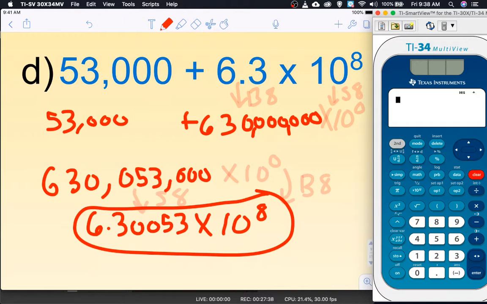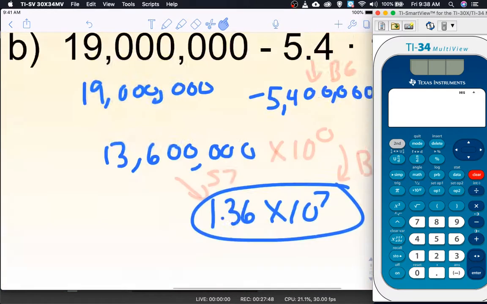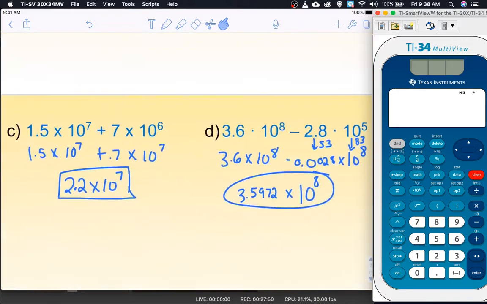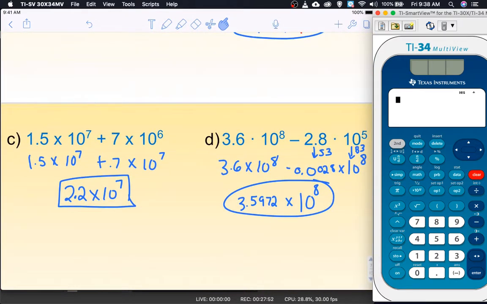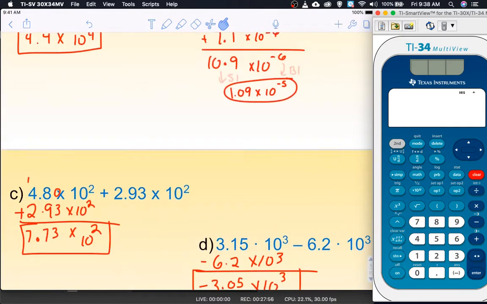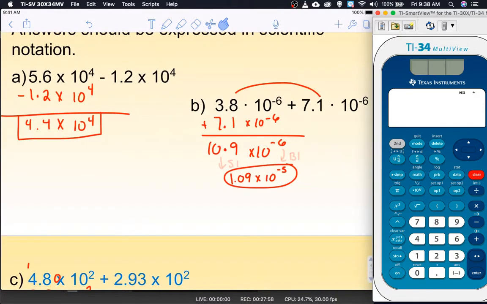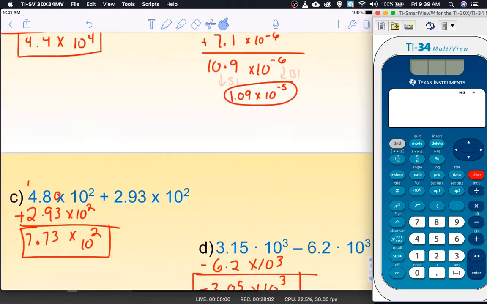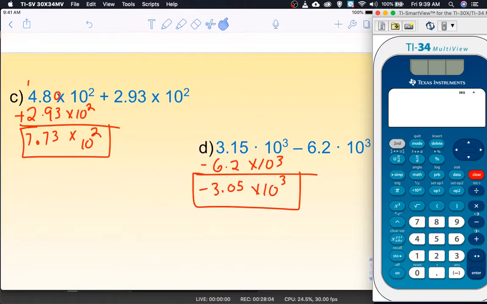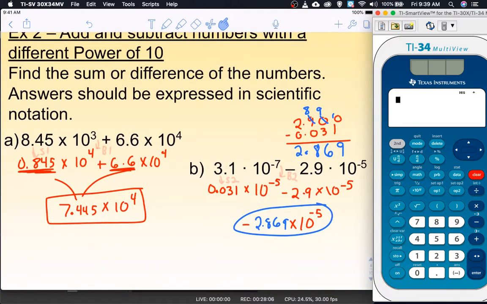So that's everything you really need to know about adding and subtracting numbers in scientific notation. They have to be in the same form, either both standard form or both scientific notation. In scientific notation, they need to have the same power of 10. If they don't have the same power of 10, you make them the same power of 10. Once they have the same power of 10, you simply just do the math with the decimals. And then make sure your final answer is in scientific notation, and if it's not, you need to do a little bit of converting.